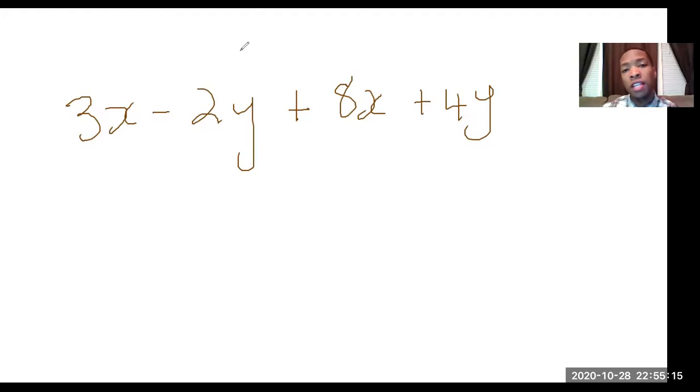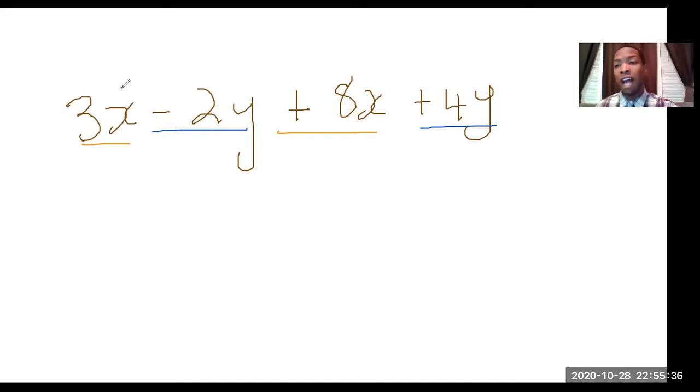So my first thing I'm going to do, I'm going to go ahead and just identify the terms that are the same. I realize that that's the same, right? That's the same and that's the same because they both have x's and the other two both have y's. So what I'll do now is combine them.